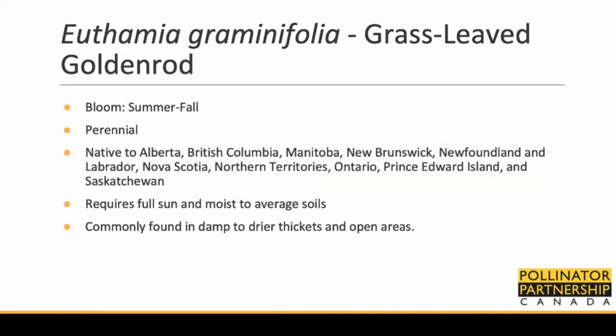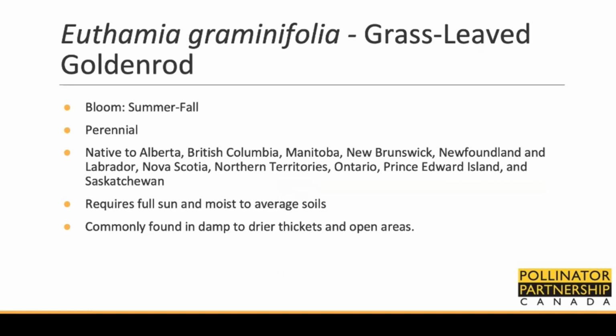Goldenrod species are pollinator powerhouses. Euthamia graminifolia, or grass-leaved goldenrod, is a lesser-known species. Goldenrods can be difficult to differentiate between, and this one can also be difficult to identify. Get to know this plant by observing it at different life stages, and consider scouting for it while it is flowering between July and September, leaving a marker, like a piece of string, for seed collection at a later date.